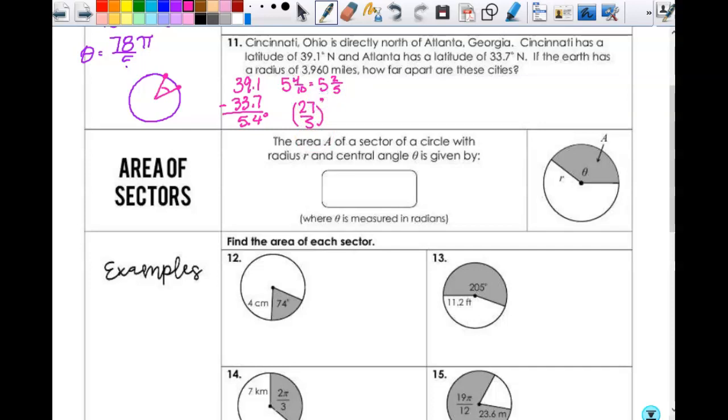We agree with that? I need to convert that to radians. So what do I multiply that by? Pi over 180. Okay. 27 and 180 are both divisible by what? 9. So this is 3. This is 20. So my angle in radians is 3 pi over 100. Okay.